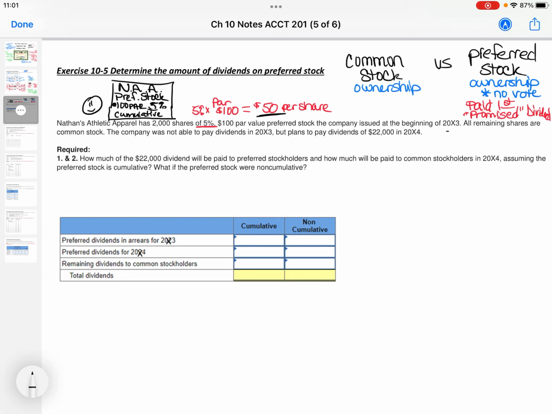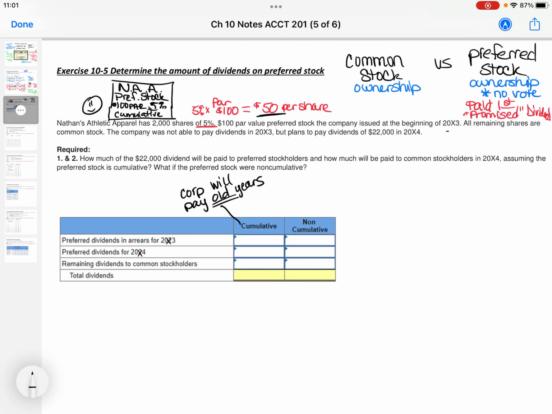And then if it's non-cumulative, that means if you don't get it, you don't get it. Like you just miss out, right? So let's go under the first example, which is cumulative. Now this means that the corporation will pay old, those prior years.